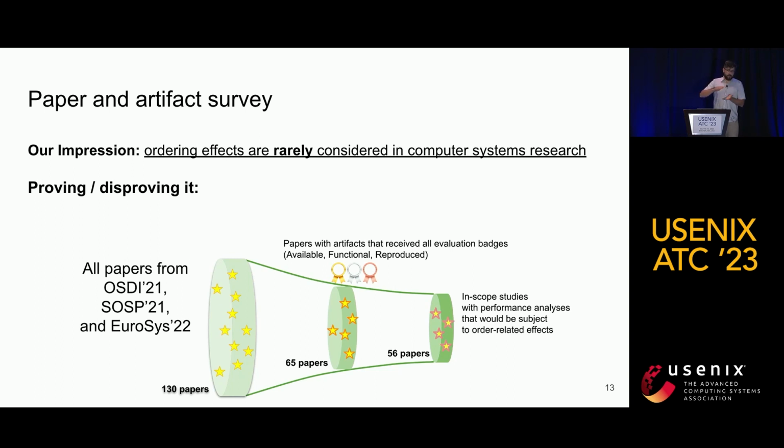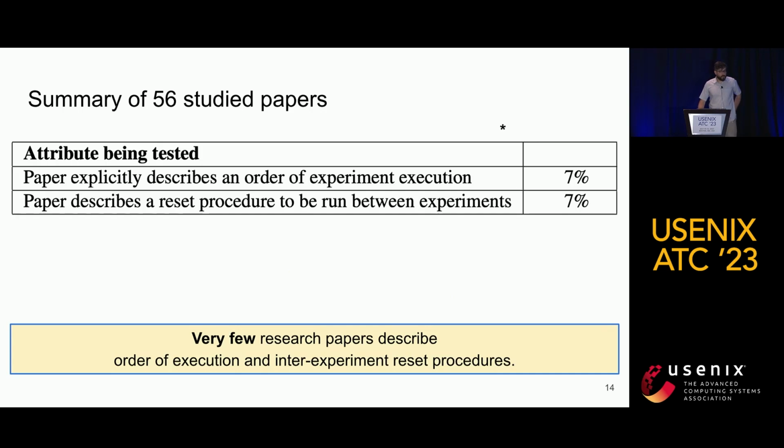And with this survey, we filtered it down to 56 papers that all had functional and reproduced artifacts and were considered in scope for this survey. So that's our final set that we reviewed. It turns out we were totally right with that impression. Very few of these papers, around 7%, really specified how they ran the experiments and discussed what we consider the inner experiment reset procedures. It was clearly stated how they did those things. Well, there is a gap there.